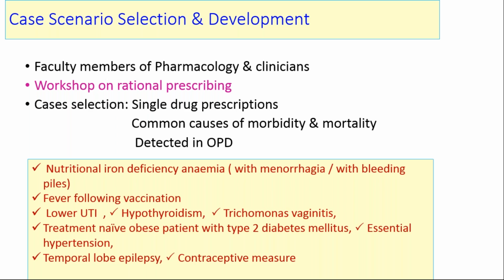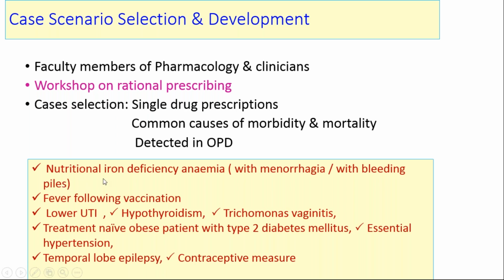Initially, with the pharmacology department, we thought that we would have single drug prescriptions only. We will not go beyond that, because in 4 minutes, if the drugs are more, the students will not be able to explain them. So we just selected single drug prescriptions for common causes of morbidity and mortality that we can detect in the OPD. So we made a list and then we confirmed that with the clinicians.